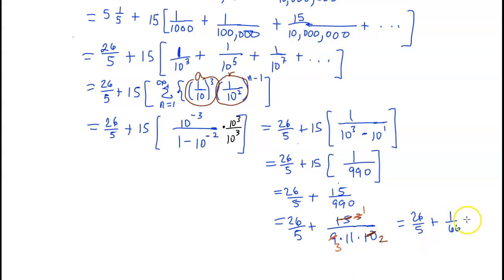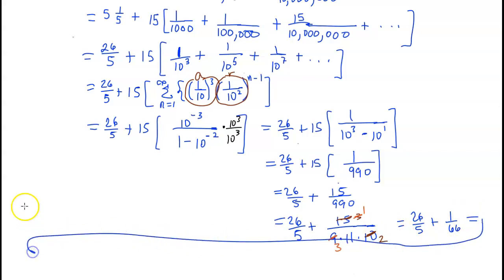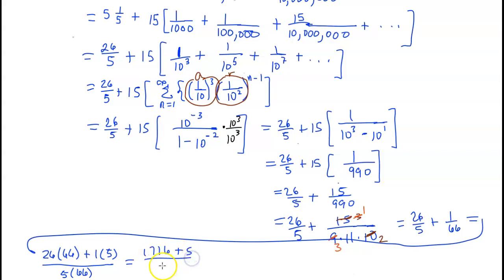So now we can just close this out by doing 26 times 66. So I'll just do 26 times 66 plus 1 times 5, all that over 5 times 66. And if we do that, we get 1,716 plus 5, all that over 330. And the final answer just ends up being 1,721 divided by 330. And that is our final answer for that.